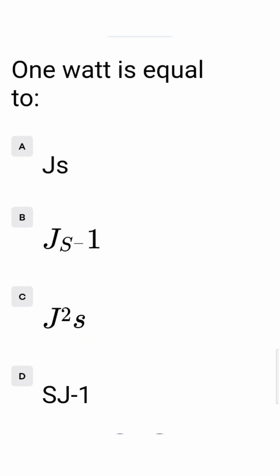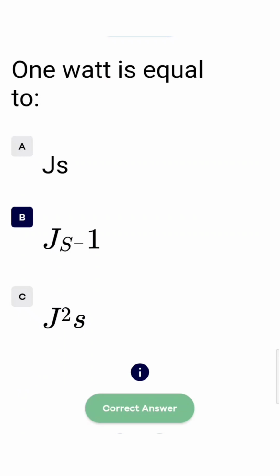1 watt is equal to: option A: joule second, B: joule per second, C: joule square second, D: second per joule. 1 watt is equal to joule per second, that is option B. So we tick option B. It is correct.